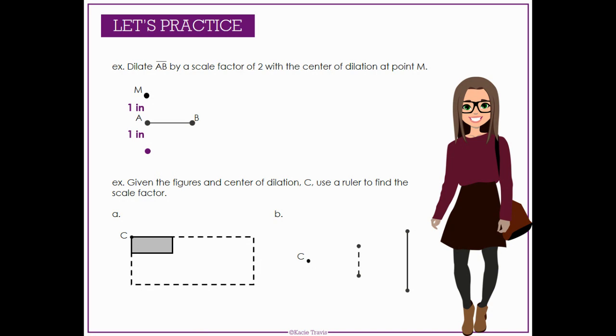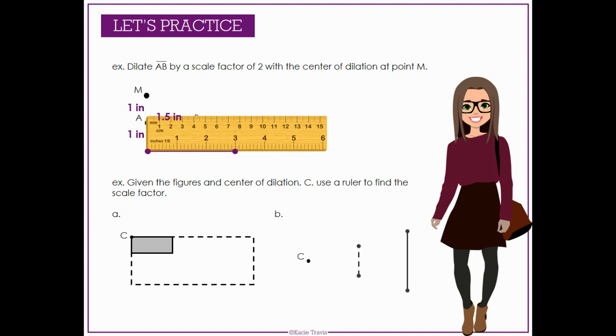Next, we have to figure out how big our new line is going to be. The original AB here is about 1.5 inches. Since we're dilating this by a scale factor of 2, it has to be double this size. So double this size is going to bring us to about 3 inches. And that's our dilation. No biggie, no problem.